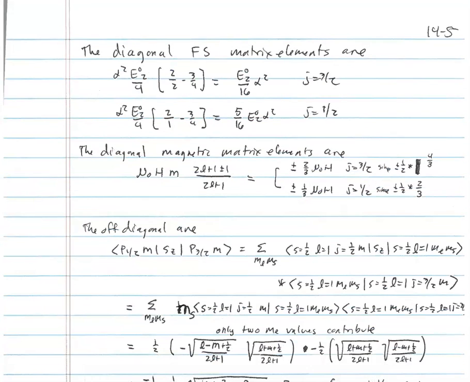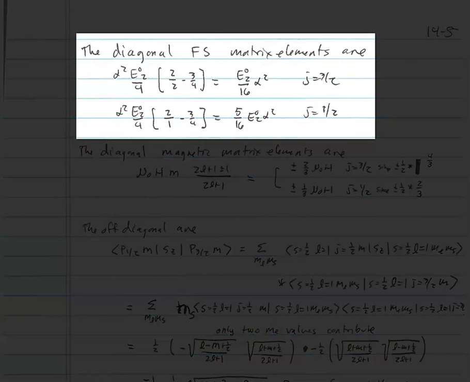harder. We're going to first work out those diagonal fine structure matrix elements because we're working in the basis where the fine structure is diagonal. They're going to be alpha squared E0 2 divided by 4. In the case where I'm looking at the p states, it will be 2 over 2 minus 3/4, which is going to give me E0 2 over 16 times alpha squared. That's for the case when j is equal to 3 halves. That's the case where it's the p state and it is the j equals L plus a half.